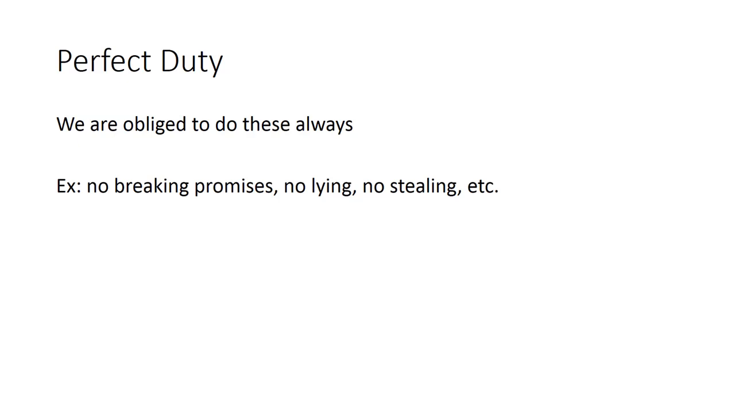So here are some terms for you. First, we have a perfect obligation or a perfect duty. These are things that you're obligated to do always, no matter what, in every circumstance. You are never allowed to break a promise, no matter what. But what if it's going to hurt somebody's feelings? Doesn't matter. You can never break a promise.